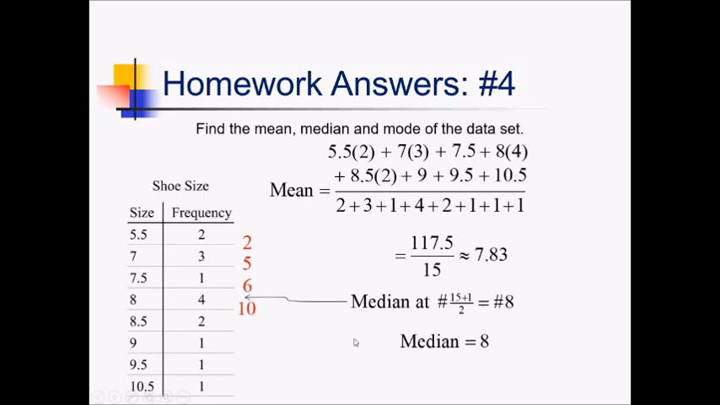Now for the mode, the item that appears the most, that's the one with the highest frequency. So taking a look at this frequency column, 4 is the highest number, and that corresponds with a shoe size of 8. So 8 is also the mode.